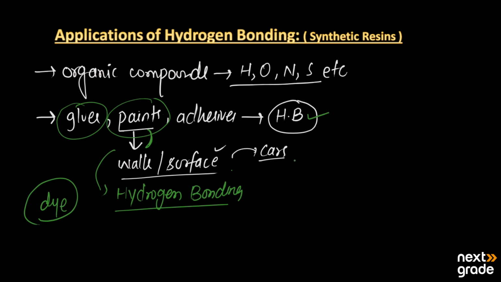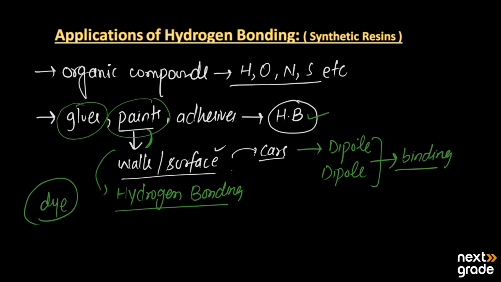On the other hand, if we talk about synthetic resins, they also bind two surfaces together by hydrogen bonding as well as by a second force, dipole-dipole interactions. Dipole-dipole interactions are also helpful in binding different surfaces. So basically, intermolecular forces help in binding different surfaces, for example dipole-dipole interactions and hydrogen bonding. So this is the application of hydrogen bonding in synthetic resins or synthetic materials.